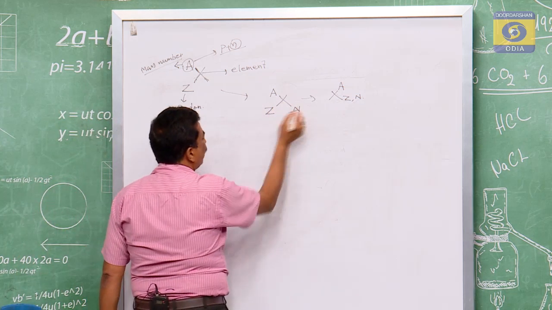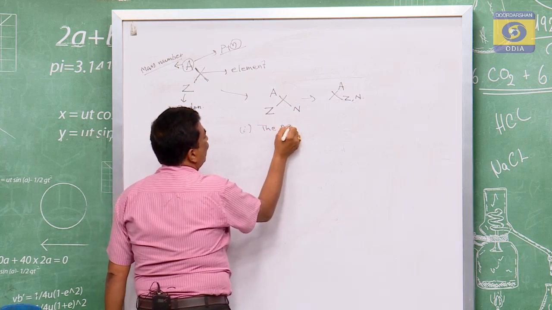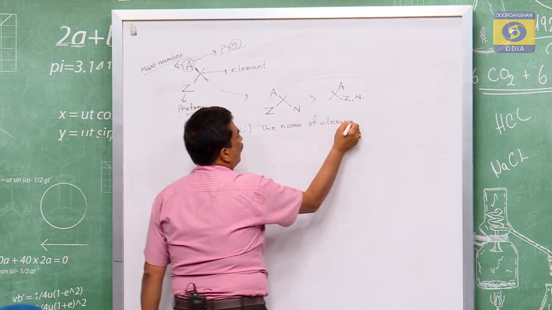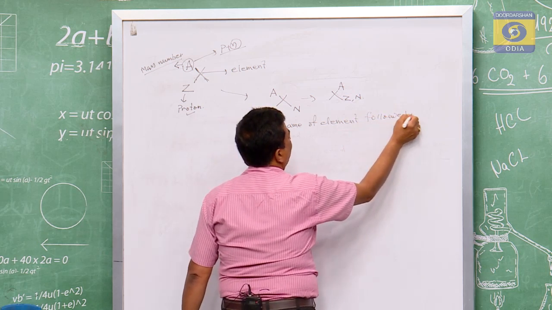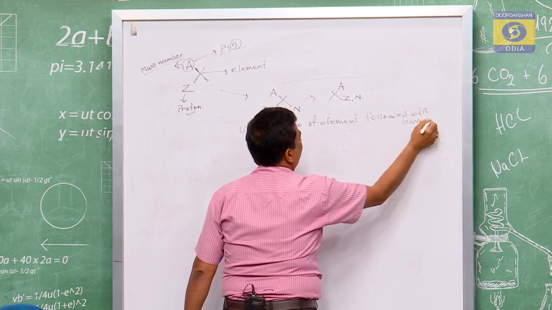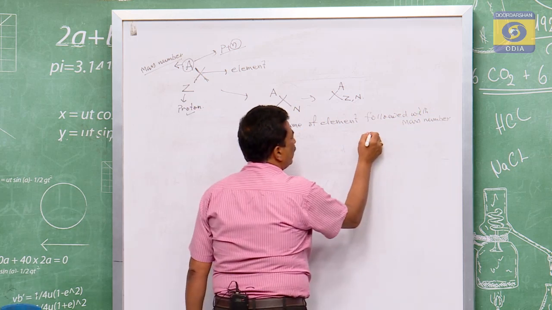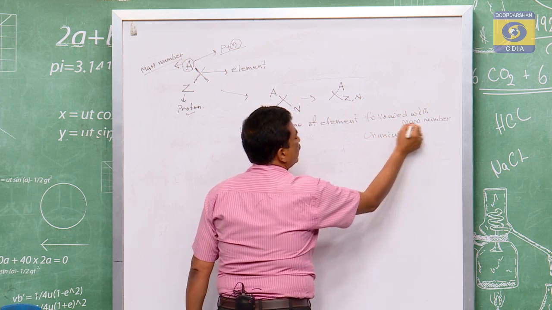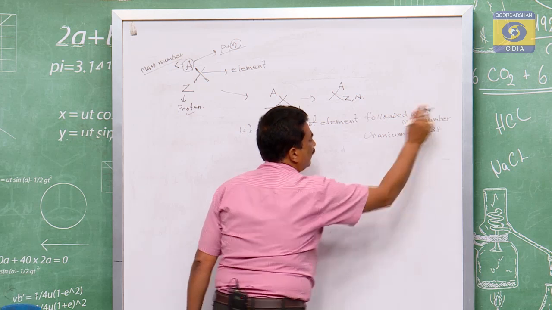And among the different ways of symbolization, one is the name of the element followed with its mass number. Suppose you say the element is uranium with its mass number of 235 or 238, likewise.